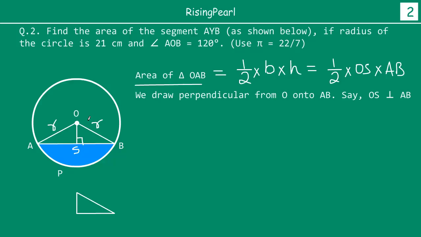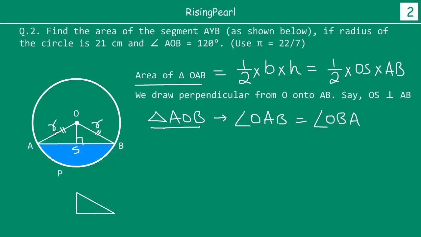But what we do know is, if we take a look at the triangle AOB, OA is equal to OB, because both are radius. So this triangle AOB is an isosceles triangle. And that means that in an isosceles triangle, angle OAB must be equal to angle OBA.